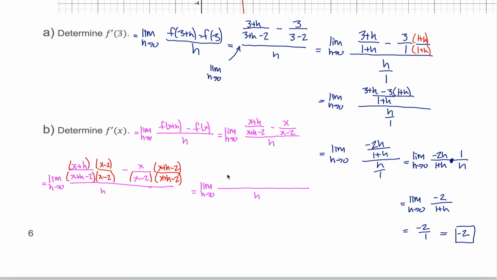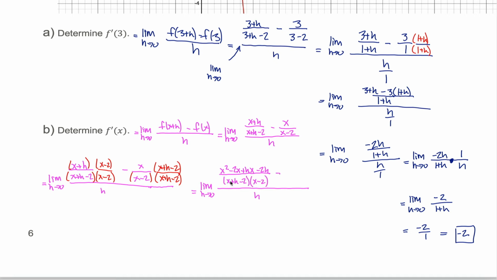This x times this x gives me x squared. This x times this negative 2 gives me negative 2x. This h times this x gives me hx. And this h times this negative 2 gives me negative 2h. The denominator for that is the product of these two terms, which I don't have to FOIL out.